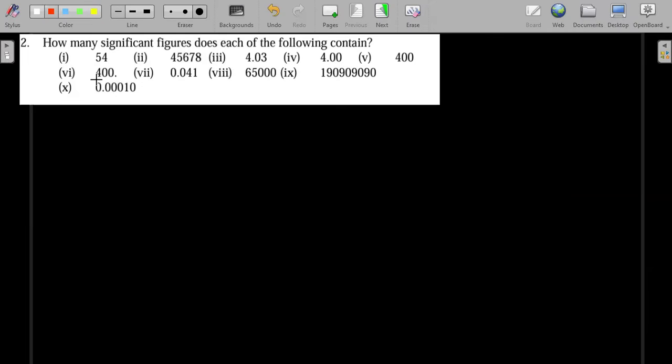So the first one, they're saying 54. So how many significant figures do we have here? Okay, we're just going to say 2 because these are non-zero numbers. So we count the 5 as significant and the 4 as significant. Even this number here, 4, 5, 6, 7, 8, we're going to count all of them. 1, 2, 3, 4, 5. So this number has 5 significant figures.